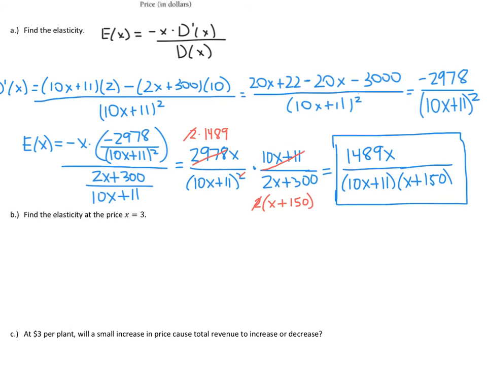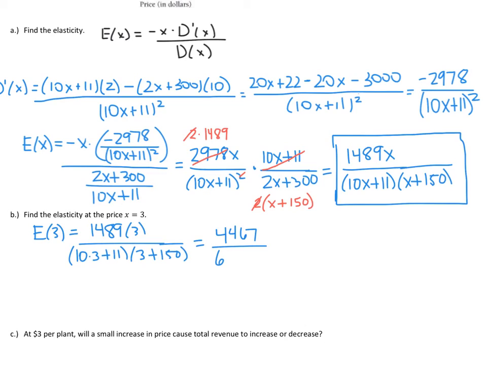So next in part B, we want to find the elasticity at the price x equals 3. So we're plugging 3 in for x. So we have 1,489 times 3 divided by (10 times 3 + 11) multiplied by (3 + 150). Alright, so this is 4,467 divided by 6,273, which reduces to 1,489 over 2,091 when we divide both the numerator and denominator by 3.